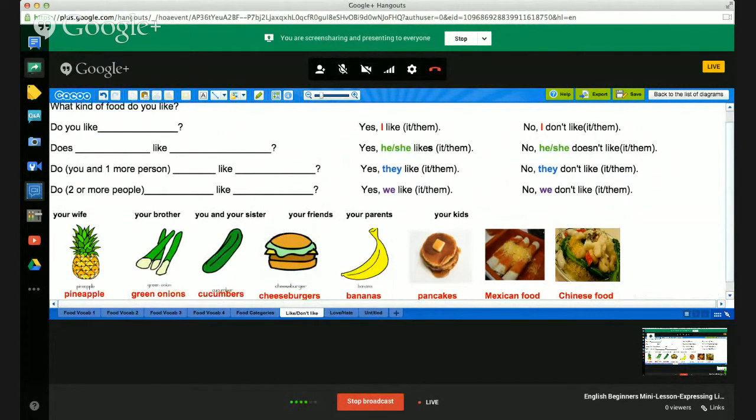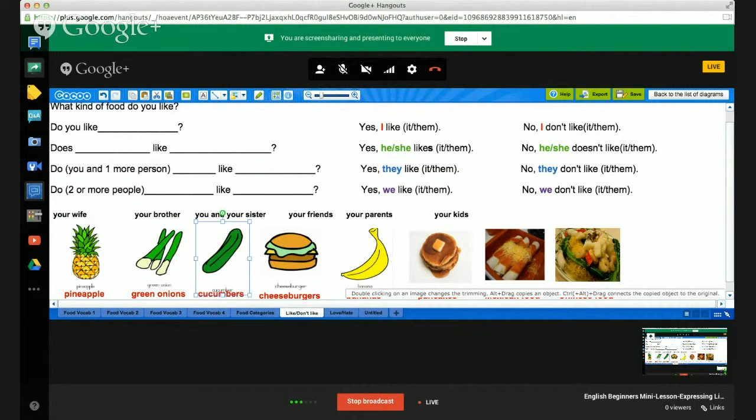Okay, so we're just going to move from left to right. I'm going to say the words twice, and then I think it'd be good if you would repeat it after me. So let's start way on the left here. First word that we have there is pineapple. Pineapple. Repeat that back. Next to pineapple, we have green onions. Green onions.